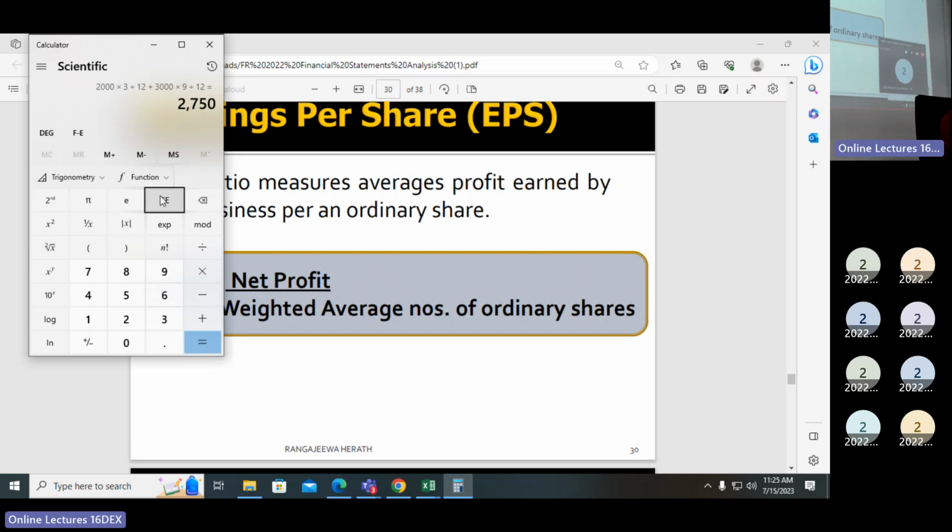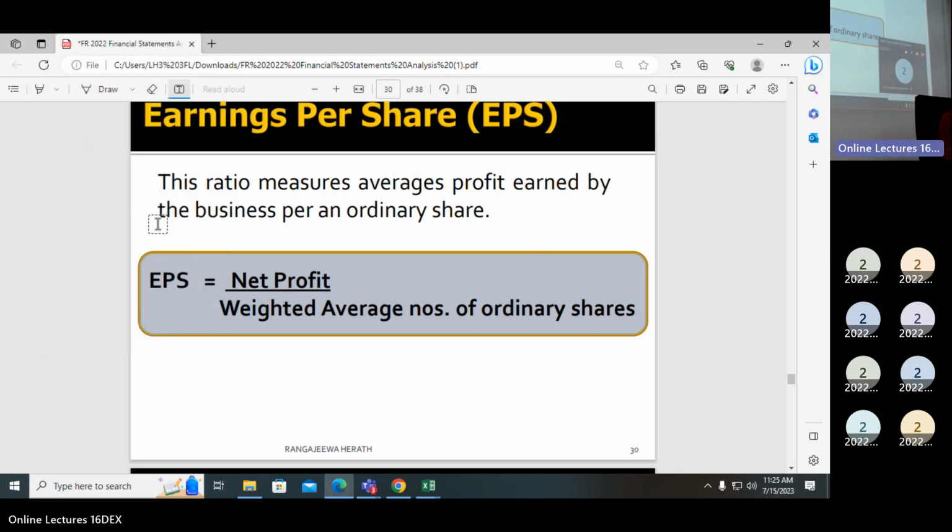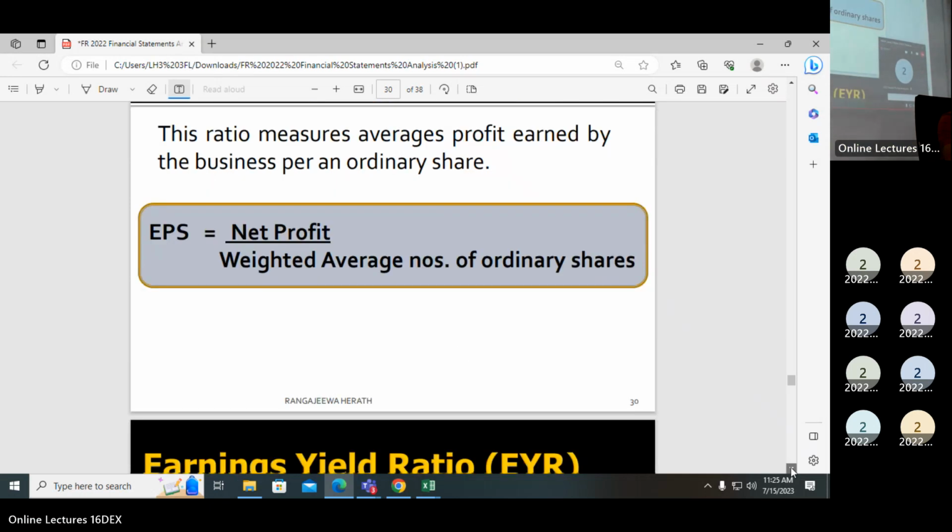So basically, an investor would prefer to see higher earning per share. Right? If earning per share is higher, it's good. Compared to the last year, if the earning per share increases, it is favorable. Right? Per share earning. Last year 4 rupees, this year 5 rupees. Favorable. Right? Earning per share: profit divided by average number of ordinary shares.